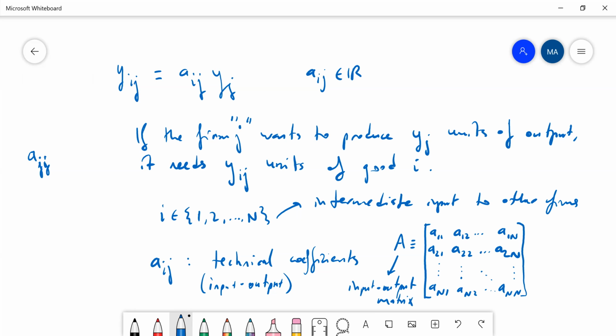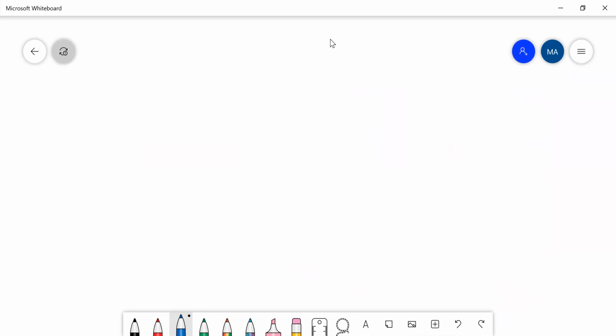So to produce 1 unit of j, firm j needs Aij units of i. That's the idea. Then, as you realize, the production function becomes the Leontief production function.